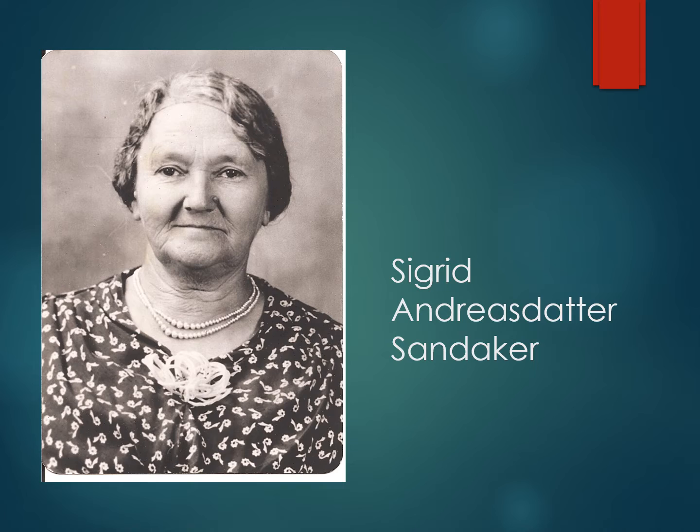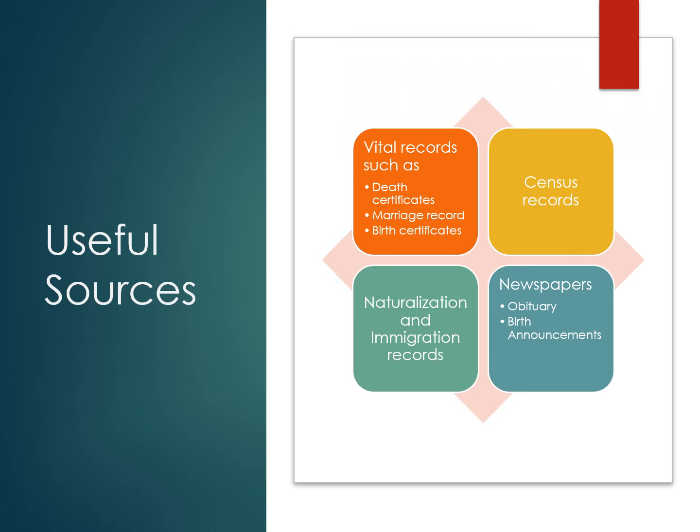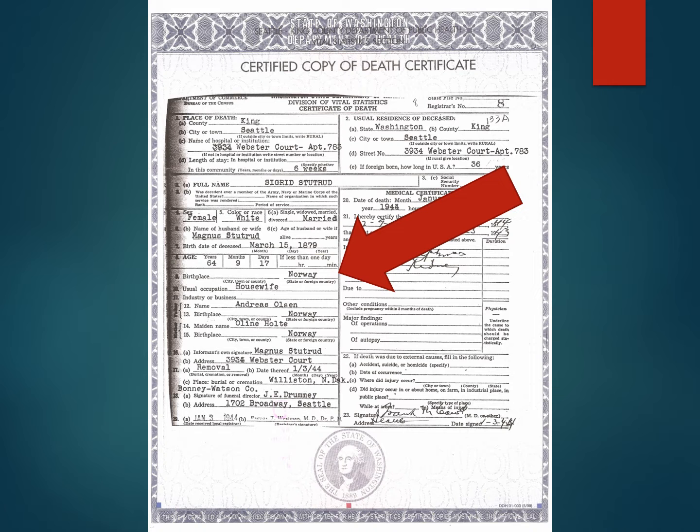For this presentation, basic research methodology will be demonstrated to trace a Norwegian immigrant to her origins in Norway, as well as that of her husband Magnus. The record types for this process are vital, census, immigration, naturalization records, and obituaries, because each of these frequently provide an indication of where your ancestor came from. We will follow the breadcrumbs provided in these records.